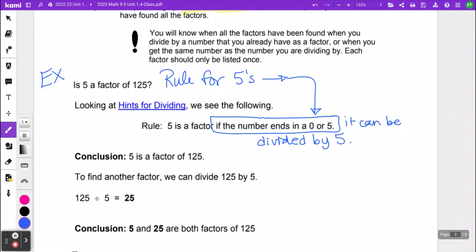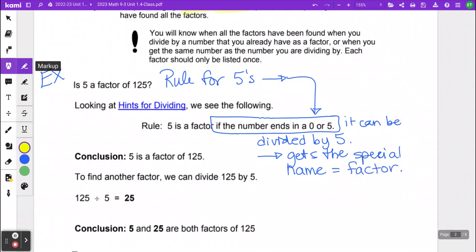So that means if it can be divided by 5, it gets the special name factor. Okay? It gets the special name factor. So that's why they're saying over here that 5 is a factor of 125.